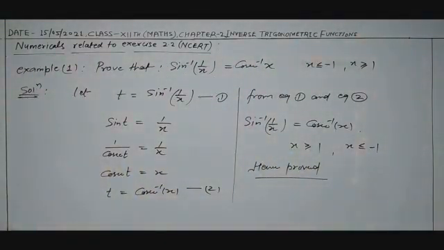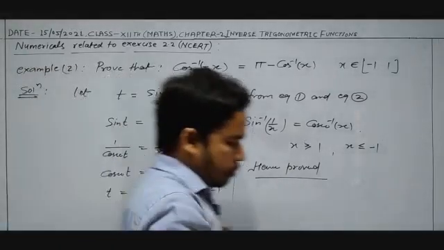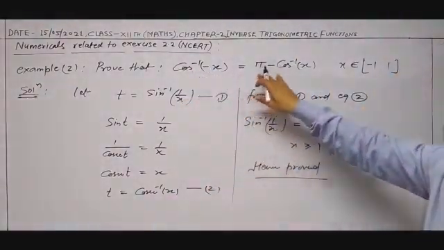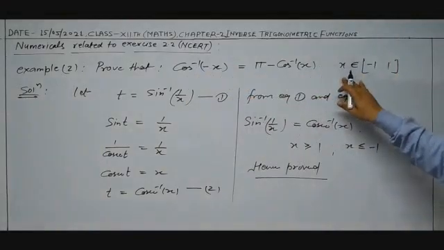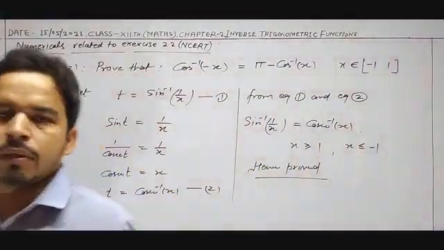See, now come to the second proof. The second proof is cos inverse minus x is equal to pi minus cos inverse x. Prove that cos inverse minus x is equal to pi minus cos inverse x such that x belongs to minus 1 to 1 in closed intervals.